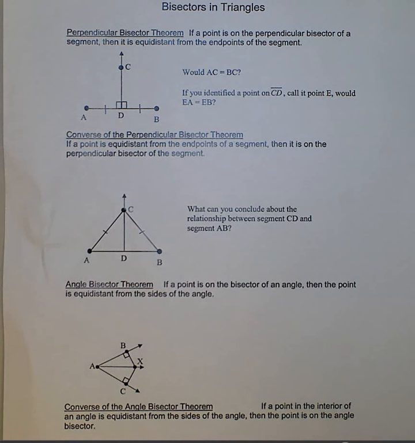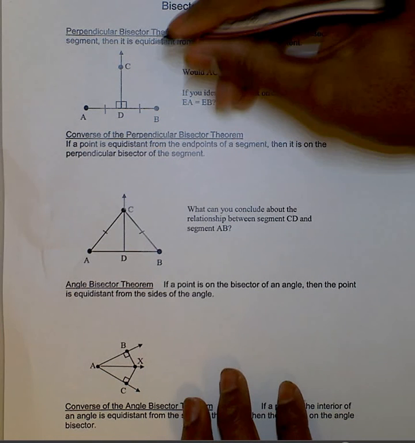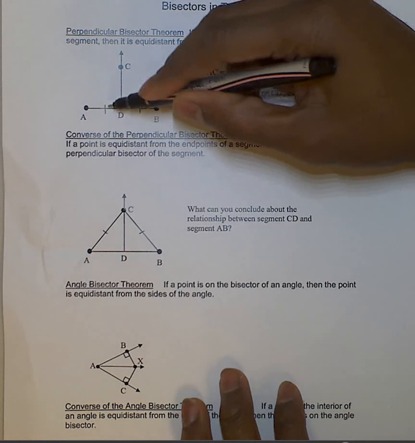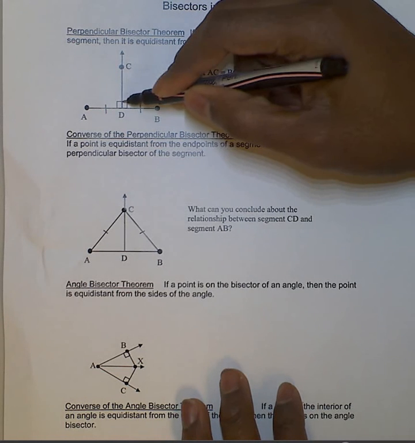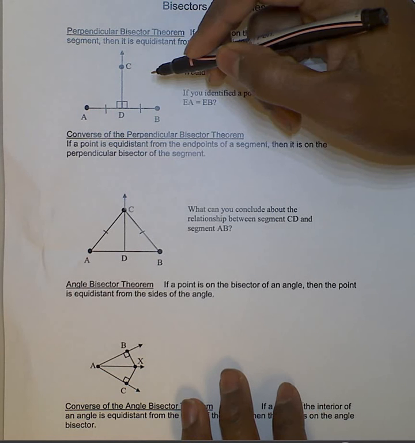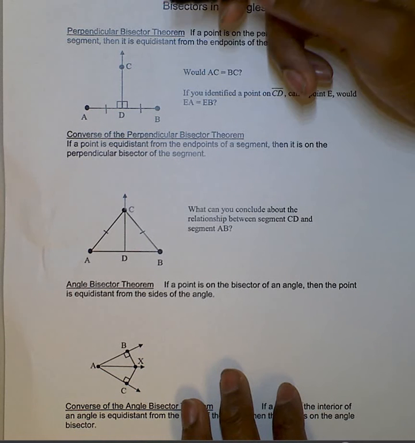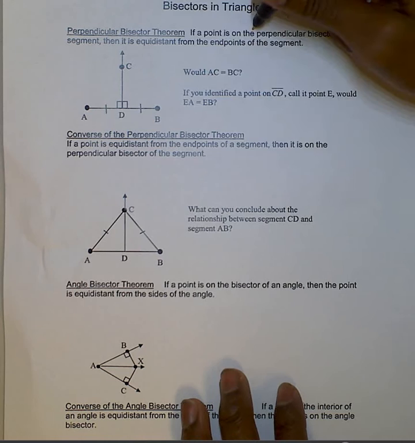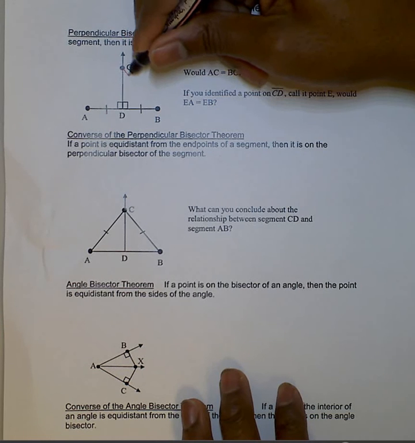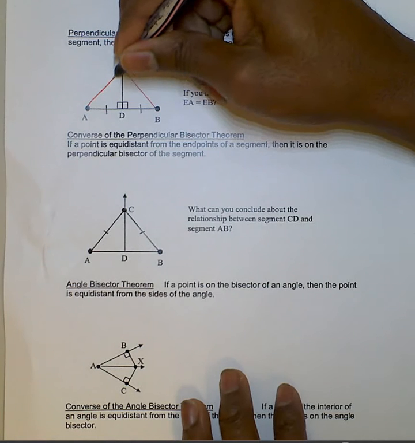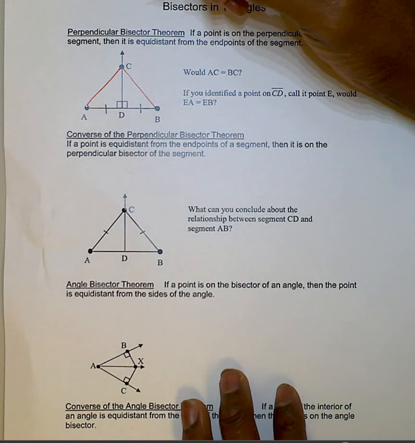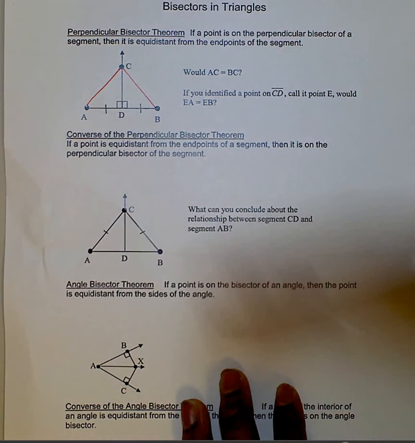Okay, so here we have CD as a perpendicular bisector. You can tell it's a bisector because AD is congruent to DB. You can tell it's perpendicular because it's 90 degrees here. It's a perpendicular bisector. Okay, this theorem says that this point should be equidistant from the endpoints of the segment it bisects. It bisects AB.